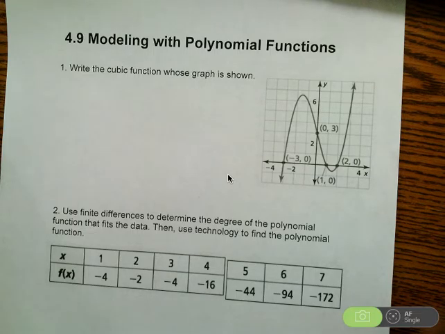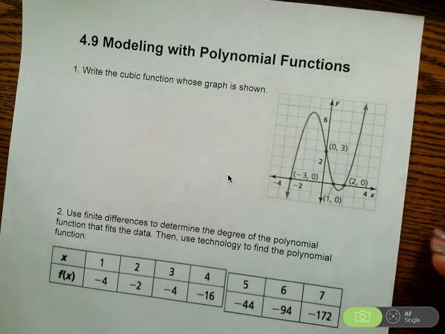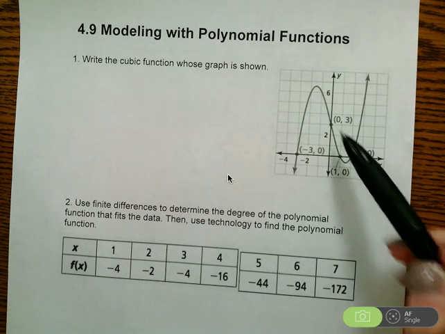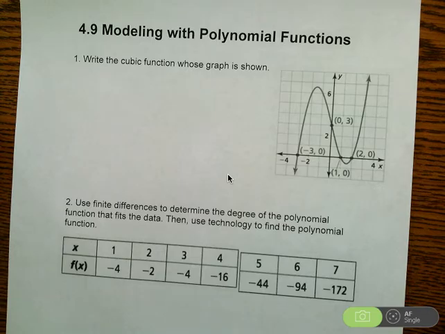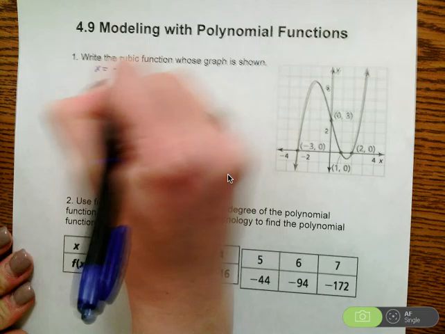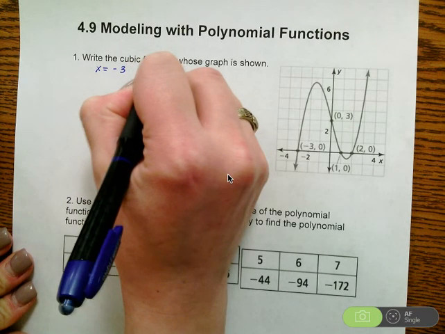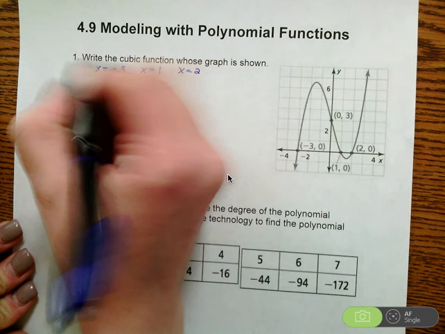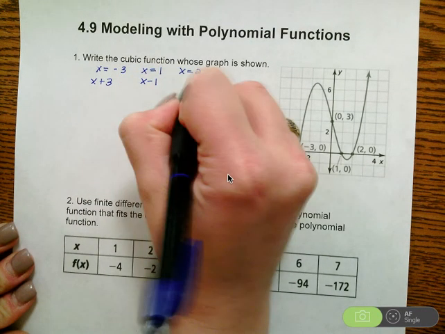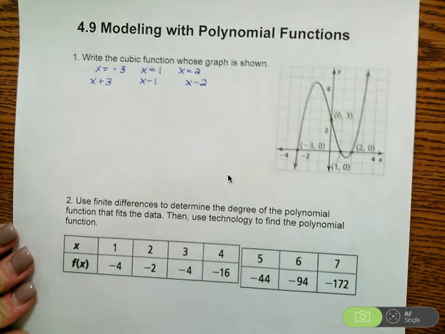So the first example here says to write a cubic function whose graph is shown. We have several things given to us with this graph. We have our x-intercepts and our y-intercept, and that is exactly enough information to write a cubic function for this. If you know that the zeros are x equals -3, x equals 1, and x equals 2, then you know that we have factors of x plus 3, x minus 1, and x minus 2.